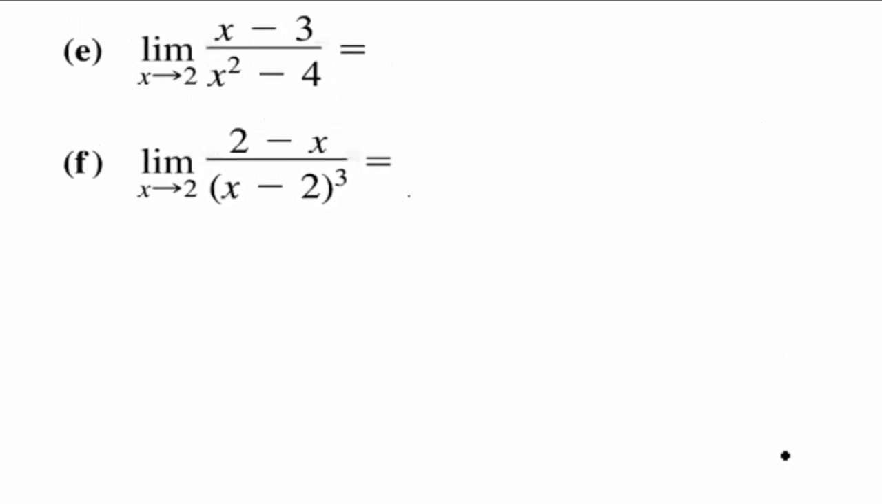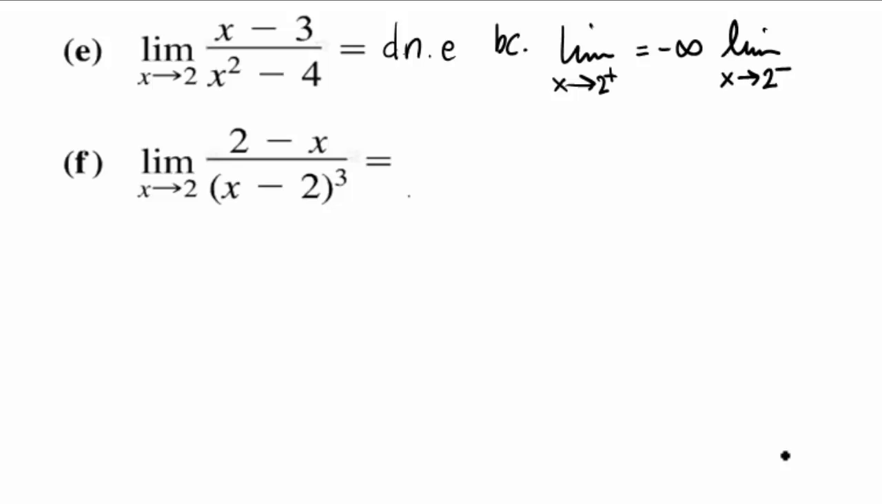Okay, and that's what we have concluded from the previous slide, that the limit of x minus 3 divided by x squared minus 4 does not exist, because the limit as x approaches 2 from the right is minus infinity, and the limit as x approaches 2 coming from the left is plus infinity. So they don't blow up at the same infinity. It should be for both sides to be positive infinity or both sides negative infinity.